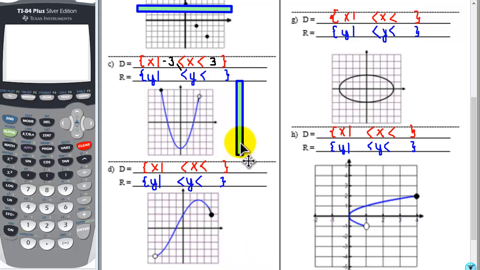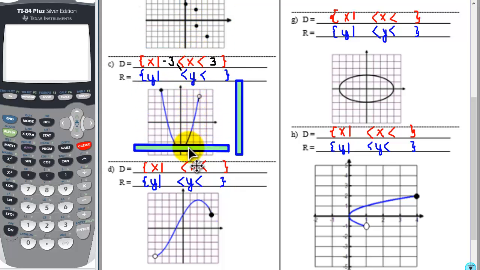Now, let's do the horizontal line. Let's move this line across here. From bottom up, where's the first place I touched that line? If you notice, it's right there. The y value of that point is -4. So let's write the beginning of our range as -4. And because it's a solid line right there, we're going to put a dash.